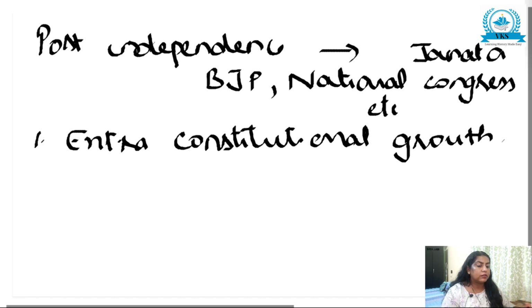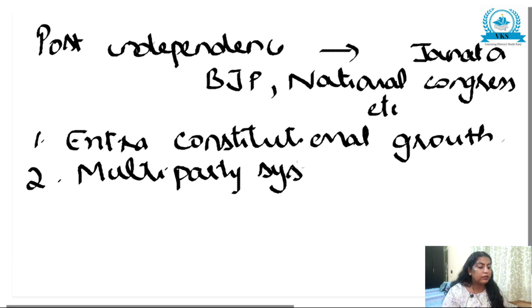Now, the second nature of the party system in India is the multi-party system. We already have studied what a multi-party system is. The heterogeneity, that is the diversity, in India led to the emergence of many political parties to protect their own interest in the mainstream of the country. So that also is the nature of the party system in India, the multi-party system.